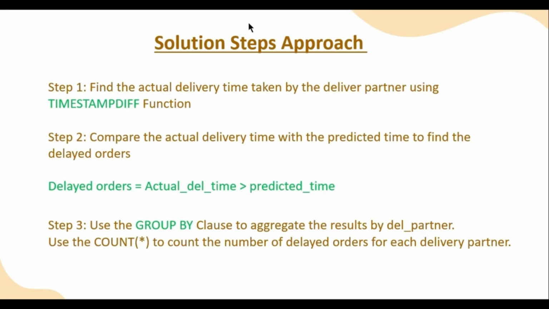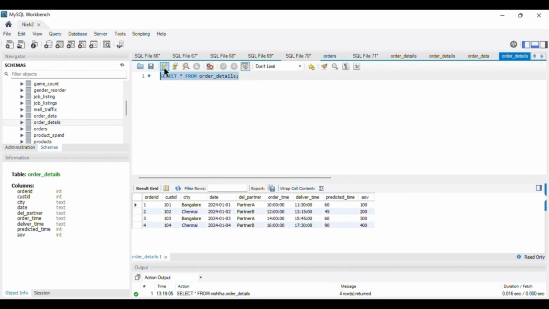So guys, as you can see, I have imported my order details table, and you can see the columns displayed over here. Since I want to count the number of delayed orders for each delivery partner, I'm writing my query. I want my delivery partner column to be displayed, and later on I'm writing it from the order details table.